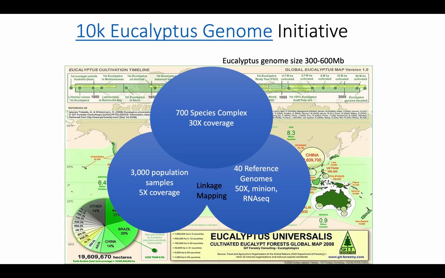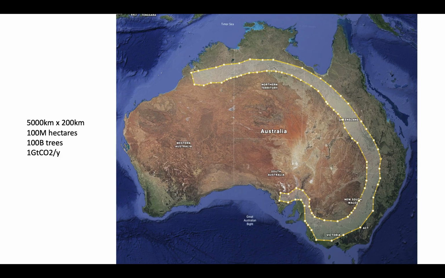We're going to do 40 reference genomes. A lot of that's already done and in the database. Scott Ferguson's PhD, my group. And then these trials that we're putting in, we're going to sequence those as well. So population samples, they need less coverage. And we'd like to use that to establish the forests, especially this is a great green belt for Australia.